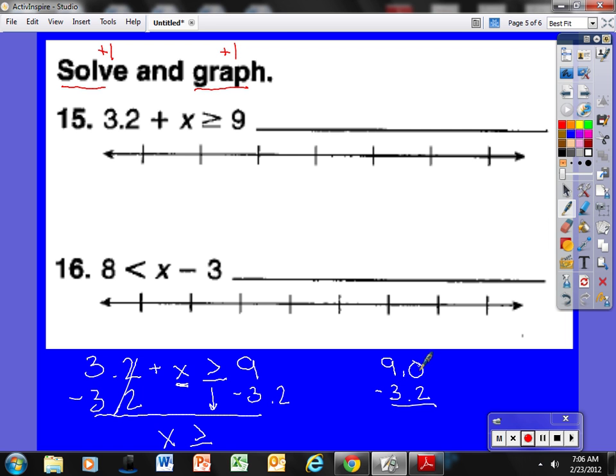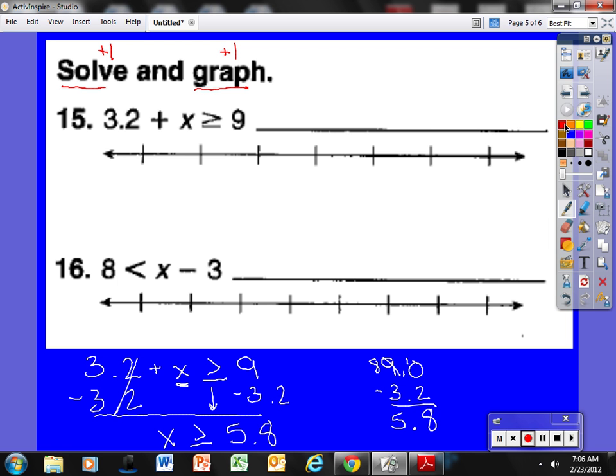So now I have 0 minus 2. But I can't do that because I can't take 2 from 0. So that becomes a 10. I'm going to take the 10 from here, and now this becomes 8. So now I have 80 rather than 90. So I have 10 minus 2 is 8. Bring down my decimal point. 8 minus 3 is 5. So now I know that x is greater than or equal to 5 and 8/10.